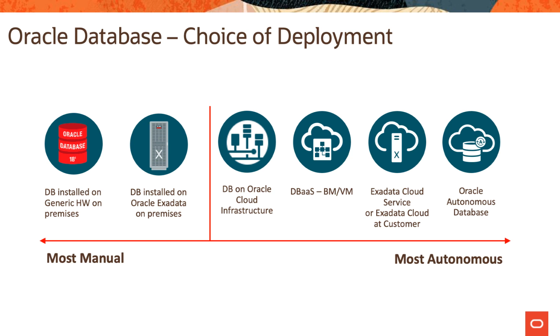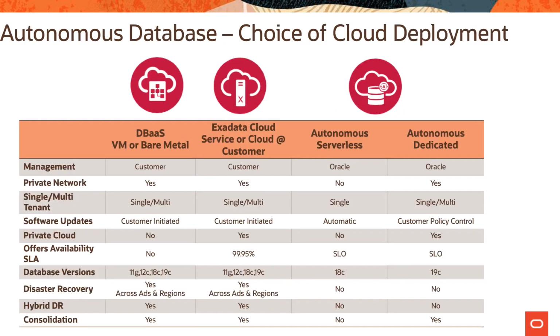Extreme performance is added on top of high performance, and they extend it by adding real application clusters, database in-memory, or Active Data Guard offerings. Autonomous database, choice of cloud deployment. As you can see, we are talking about more of our platform services where you have databases running on virtual machines or bare metal, Exadata cloud service or cloud at customer, autonomous serverless, and dedicated.